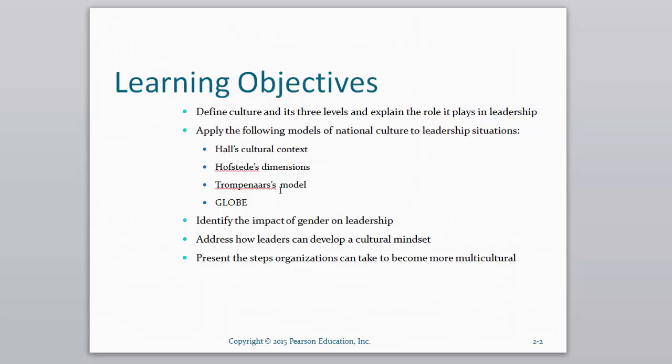The objectives of this week are defining culture. What is culture? What are the levels of culture? What are the roles of culture in leadership? And then we will learn models of national culture applied to leadership, which are Hall's cultural context, Hofstede's dimensions, Trompenaars' model, and GLOBE research. And then we will identify the impact of gender on leadership and address how leaders can develop a cultural mindset and present the steps organizations can take to become more multicultural, to have an organizational multicultural mindset.